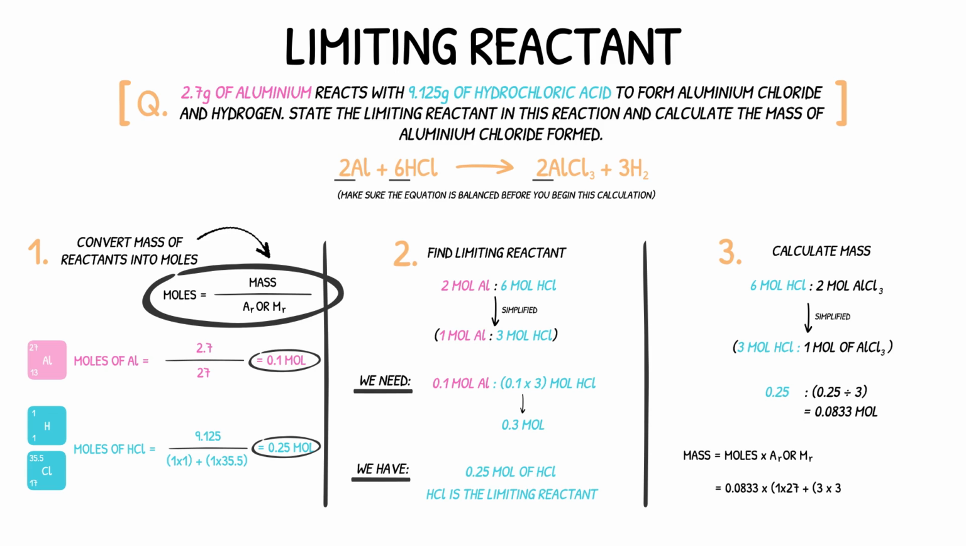0.0833 multiplied by 1 multiplied by 27 plus 3 multiplied by 35 is equal to 11.12 grams. The maximum mass of aluminium chloride that can be formed during this reaction is 11.12 grams. This concept is quite tricky to get your head around, so let's talk through another example together.